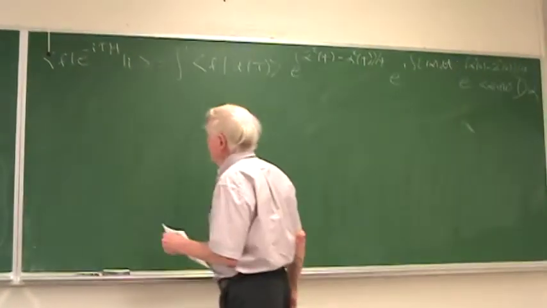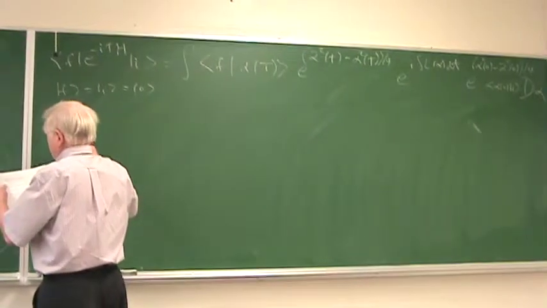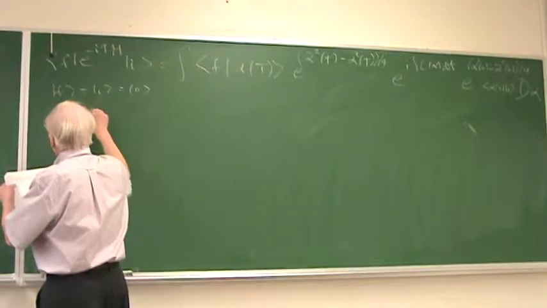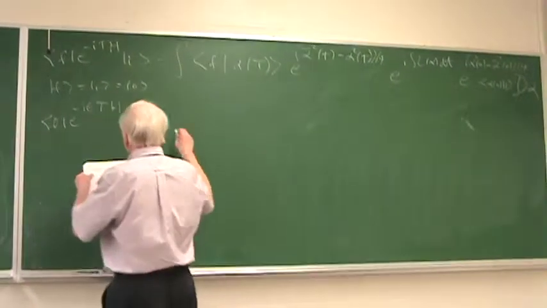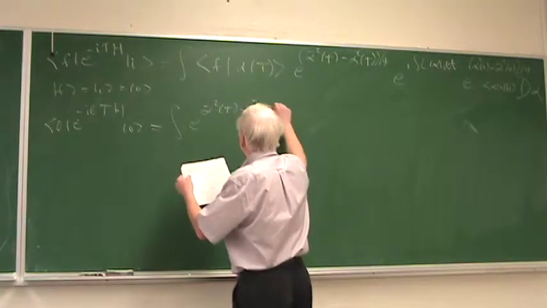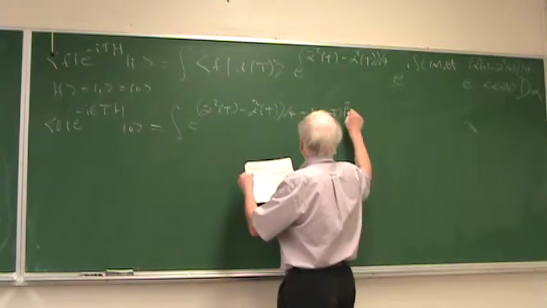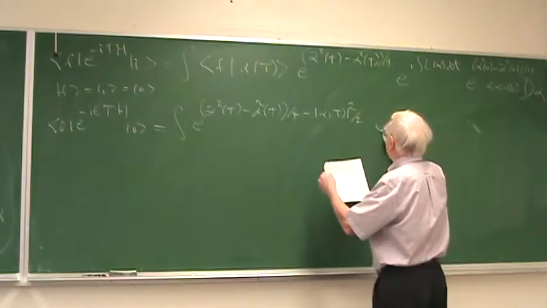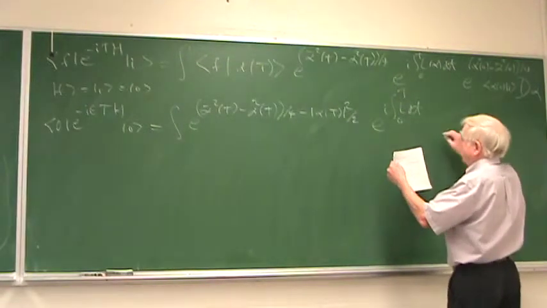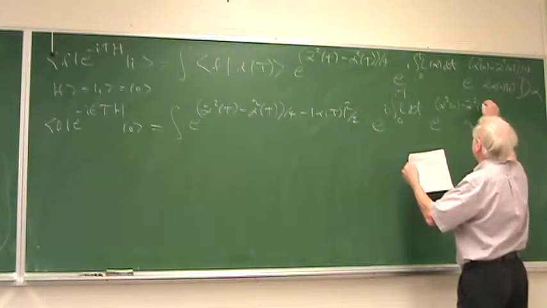It's simpler if these are the ground state. So if F equals I is the ground state of the harmonic oscillator, then this is 0, e to the minus I th 0, capital T, the integration of the Lagrangian, and then this is alpha squared 0 minus alpha bar squared 0.